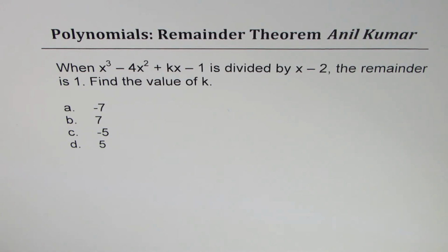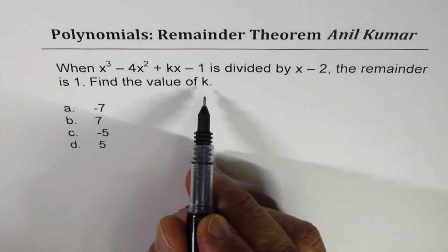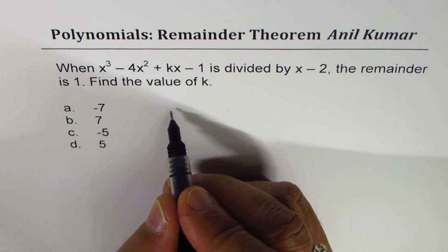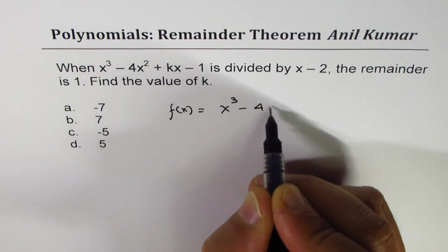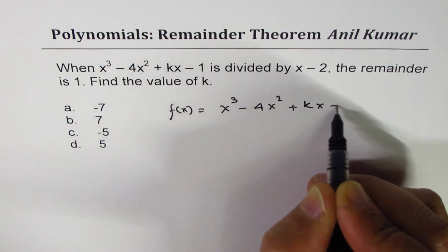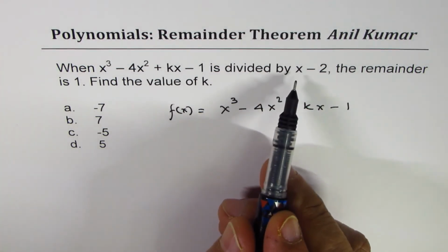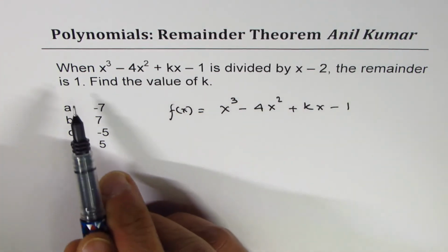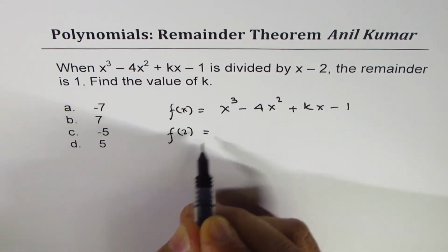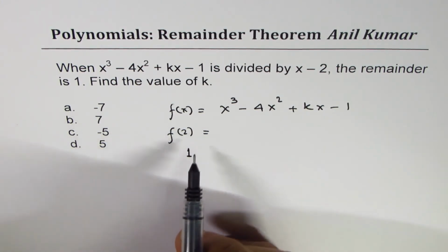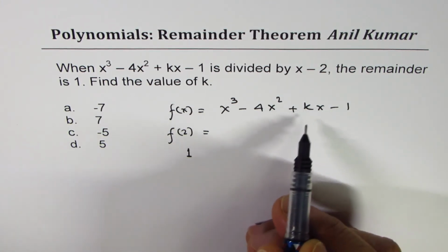when x cube minus 4x square plus kx minus 1 is divided by x minus 2, the remainder is 1. Find the value of k. So what we are given here is that the function f of x is equal to x cube minus 4x square plus kx minus 1. And when we divide this by x minus 2, we get a remainder of 1. It really means that f of 2 is equal to 1. Is it okay? So we'll substitute 2 in this equation and then solve for k, right?